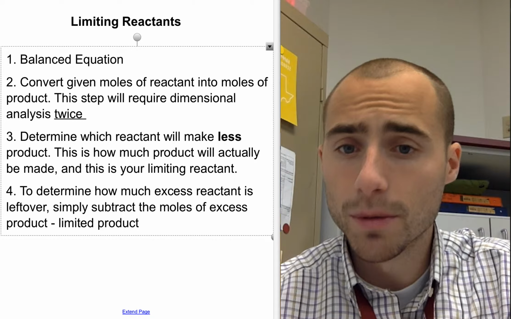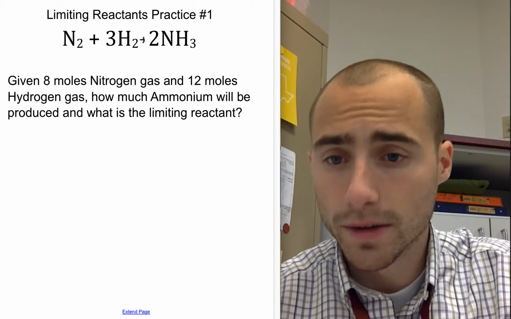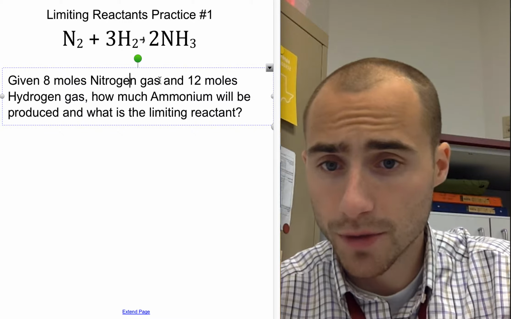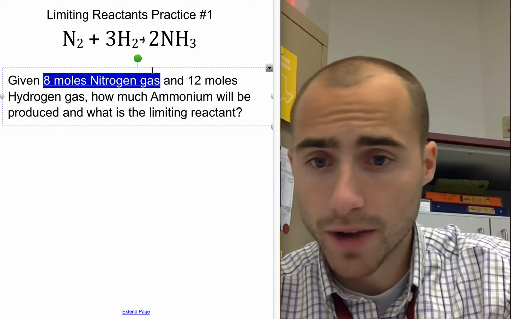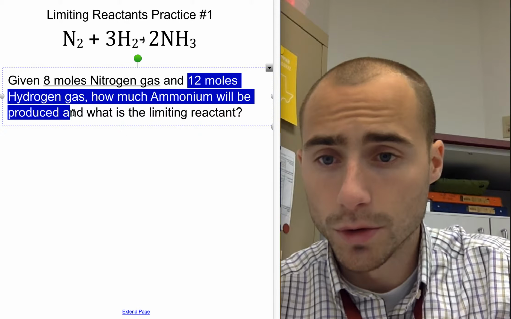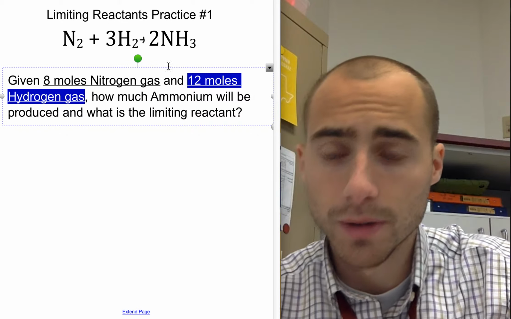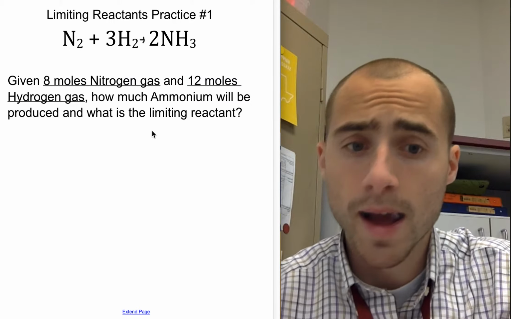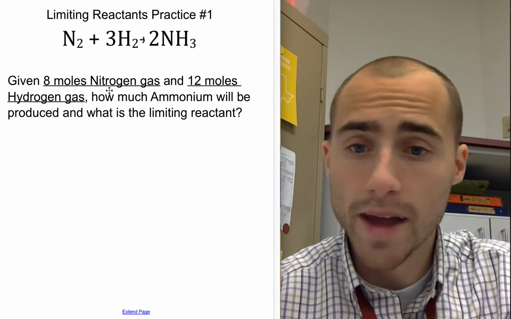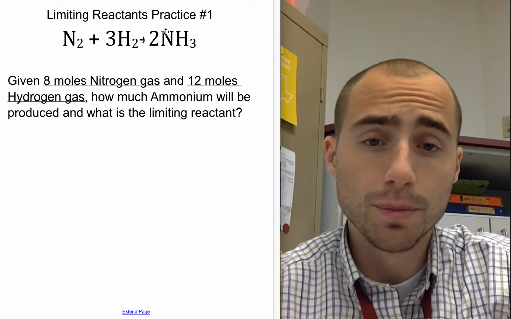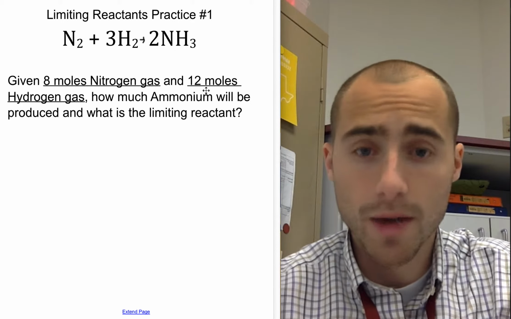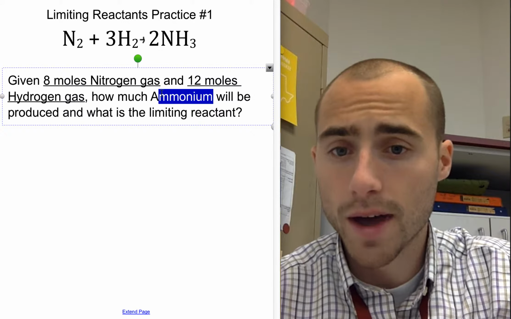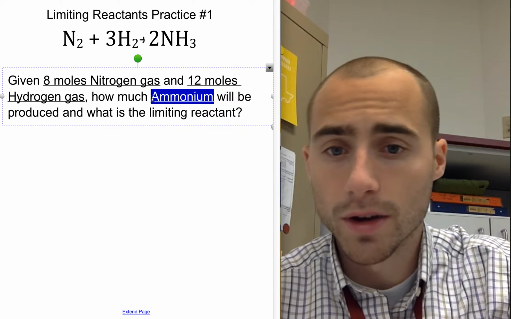Step 2, convert given number of moles of each reactant into moles of product. So remember, that means our given number of moles of each reactant, so 8 moles of nitrogen gas, that's one reactant, and 12 moles of hydrogen gas, that's our second reactant. There's always going to be 2 reactants, so there's always going to be 2 times you have to do dimensional analysis in step 2. So we have to convert 8 moles of nitrogen gas into moles of product, which our product, again, is ammonium. How much ammonium will be produced? I should probably underline that as well, so you can identify what the product is we are converting to.